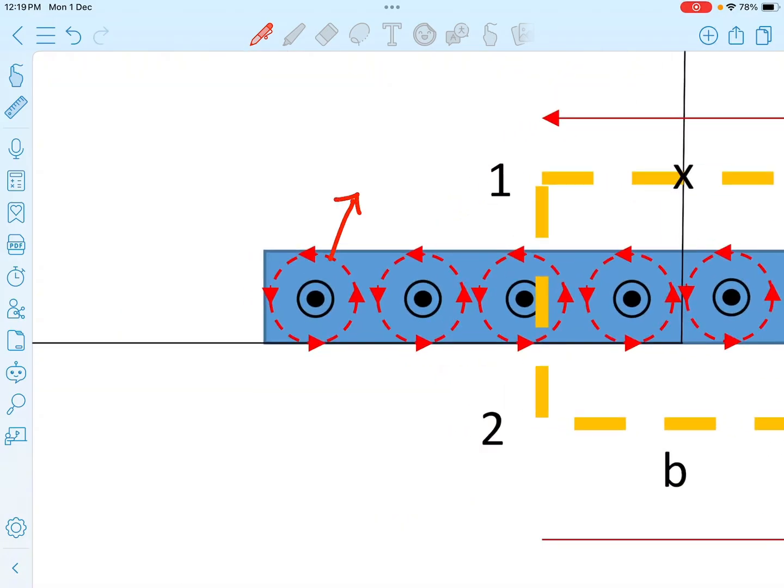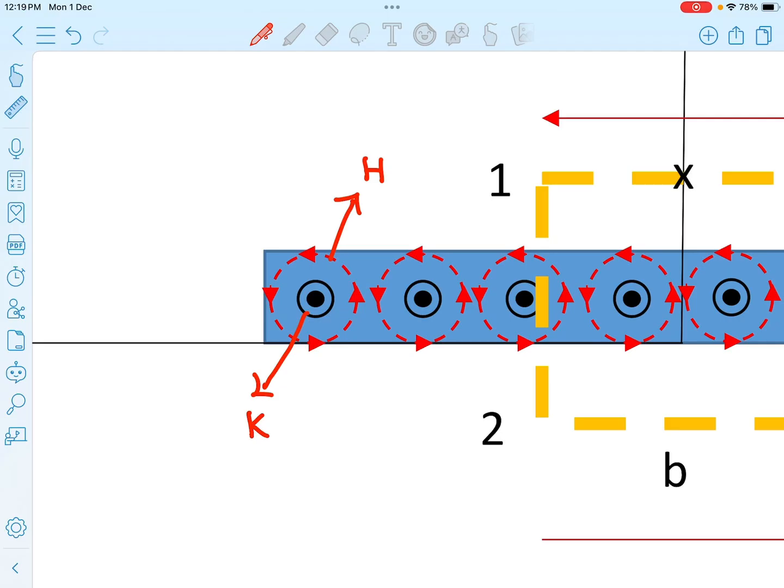For each current density, if I zoom in, you can see that there is a red circle, and this red circle represents the magnetic field surrounding each current density. You can see the arrow, right? The direction of the magnetic field is determined by using your right hand rule. This one shows the direction of your current, your K.